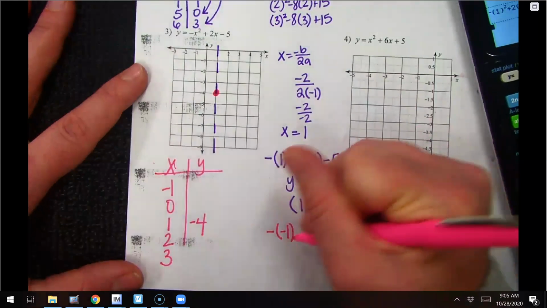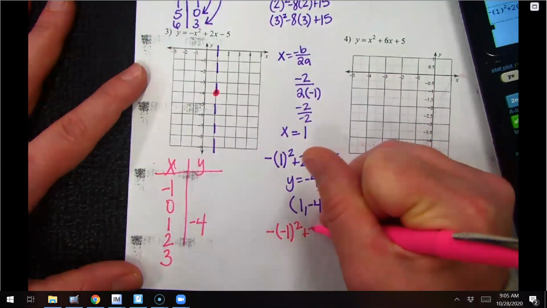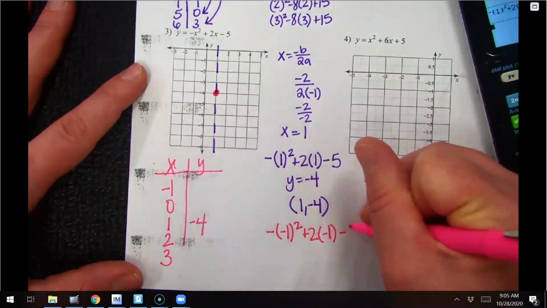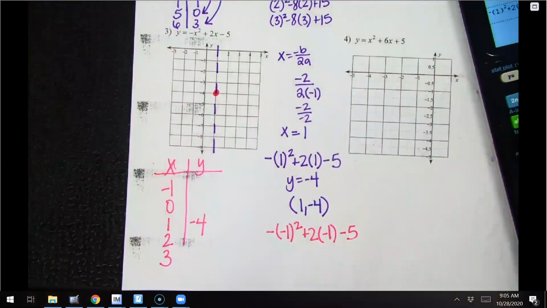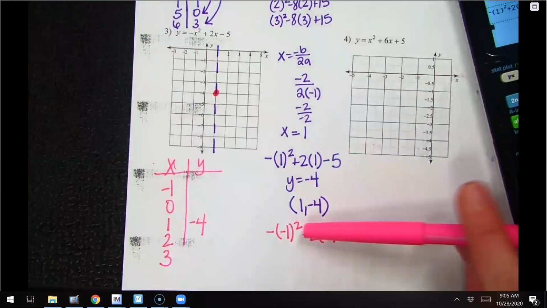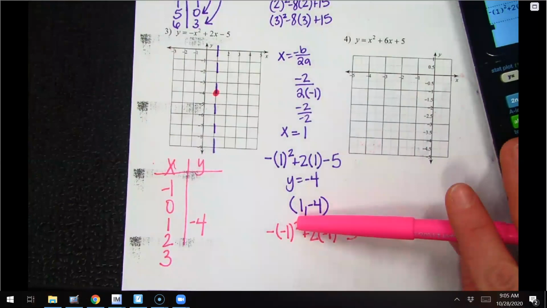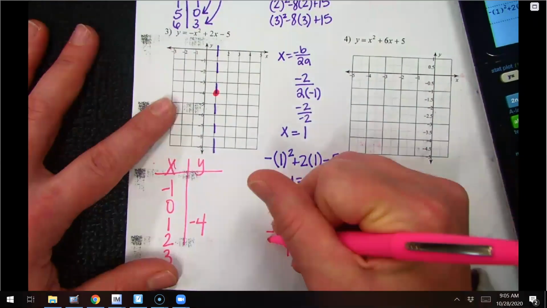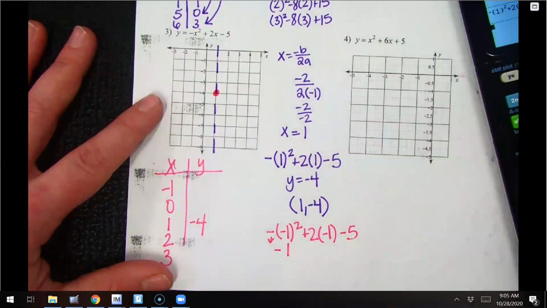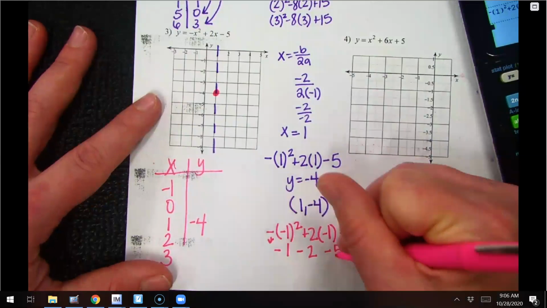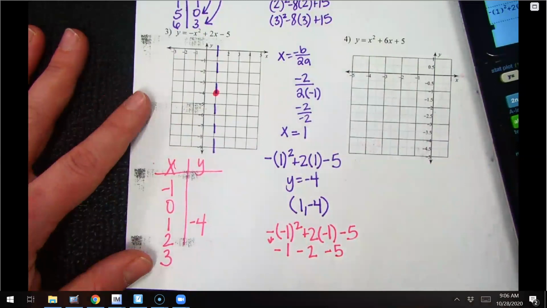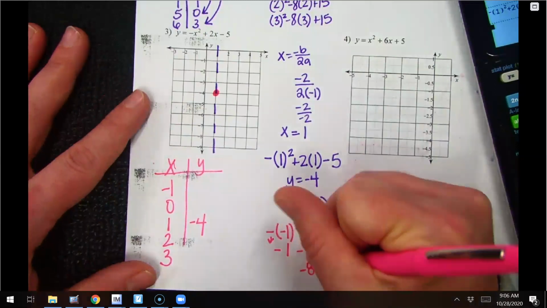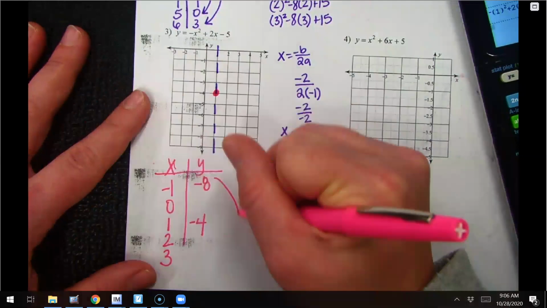-1 squared plus 2 times -1 minus 5. Now, for those of you that don't want to just put it in a calculator, you want to do the math for yourself, you start with your square. -1 squared is +1, but you have to bring down that negative that's in front. So it does become -1. 2 times -1 is -2 minus 5. So you've got -1 minus 2 minus 5. So that's going to be -8, right? So that's -8.